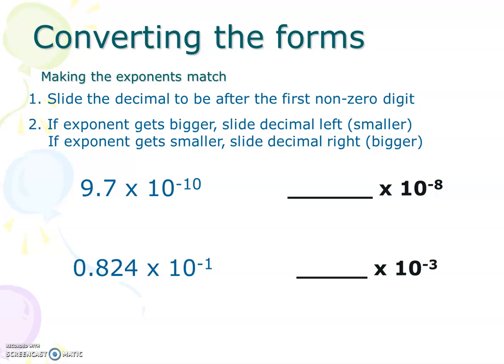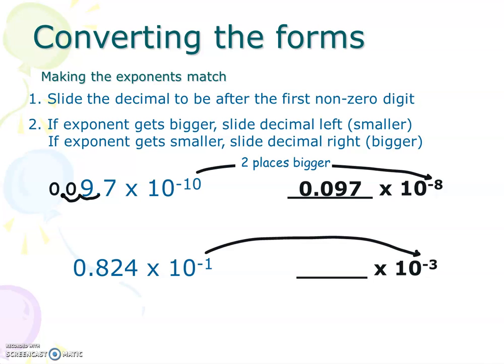And the 8.24 times 10 to the negative 1, which isn't in scientific form, and maybe I got to write it as something times 10 to the negative 3. So that exponent's going to have to become smaller. So I slide the decimal the number of places. The exponent has to get 2 places bigger, so I got to make the digit in front, the coefficient, 2 decimal places smaller. And in the next one, I made the exponent 2 decimal places smaller. And so I got to move the decimal to become 2 decimal places bigger.